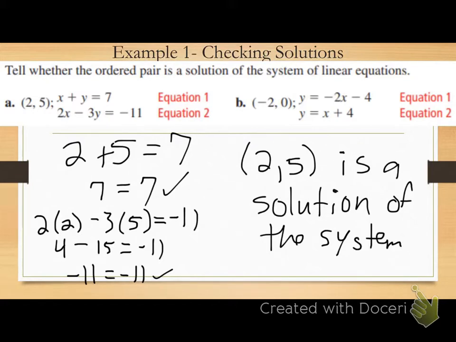Any questions on example 1a? Does that make sense? On your assignment today, you do need to check your work. You need to check your solution into both equations to make sure it works. Okay? Can I erase and move to B? Yes.